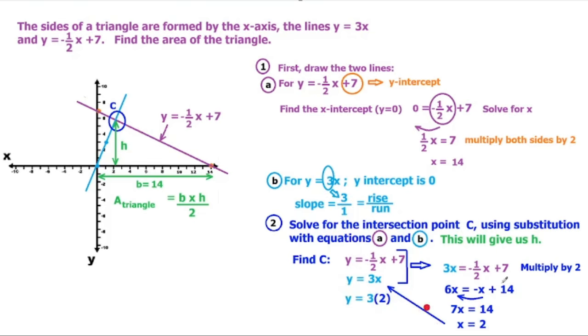So y equals 3 times 2. So y equals 6. So here's our point here, 2, 6. You go across 2 and up 6. So our height here is 6. H equals 6. Now we can easily calculate the area of the triangle. It equals 14 times 6 over 2, which equals 42 square units. And that's it. That's all there is to that problem.